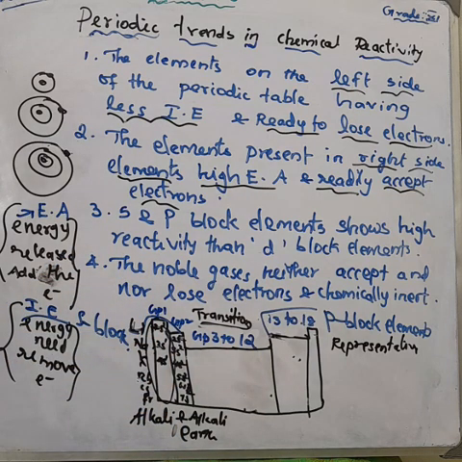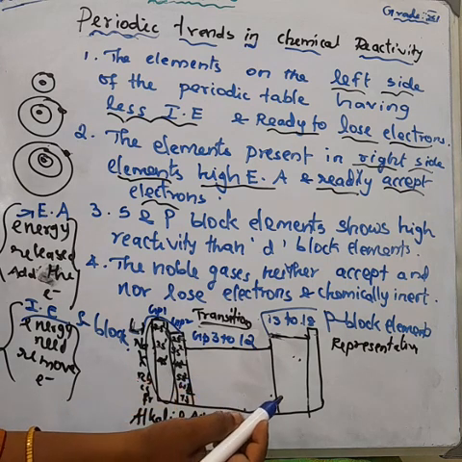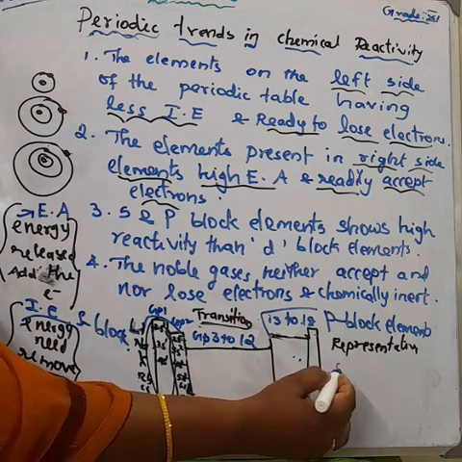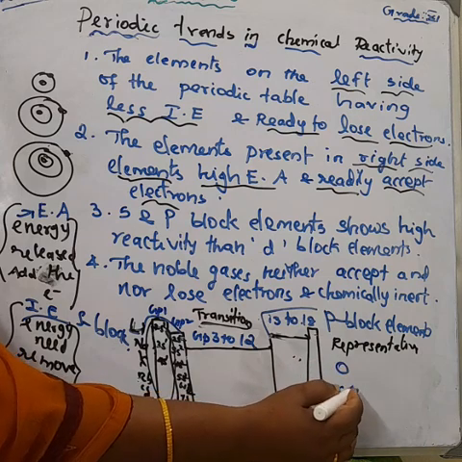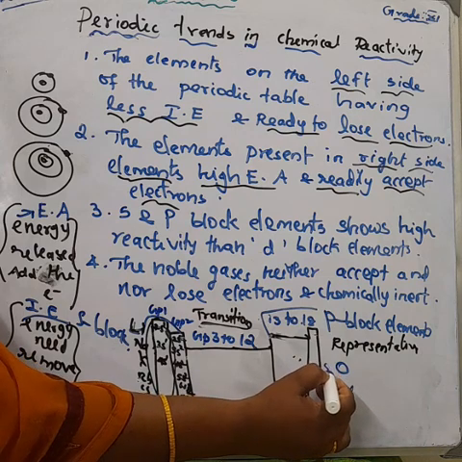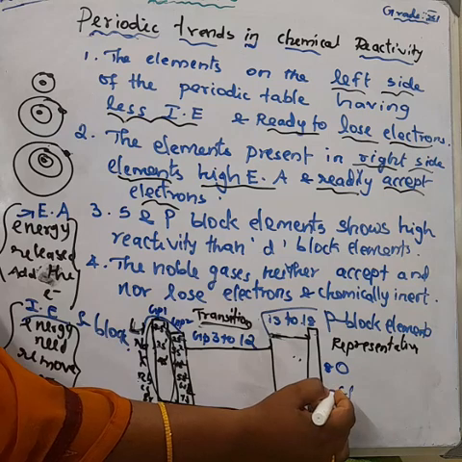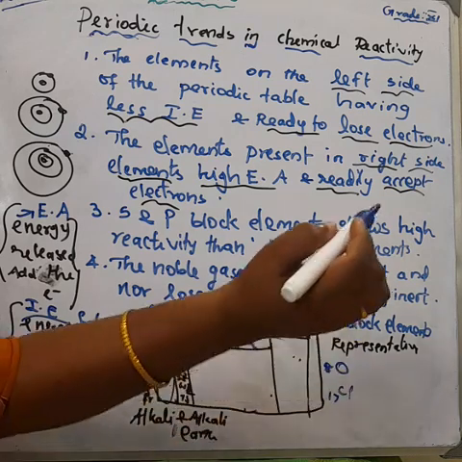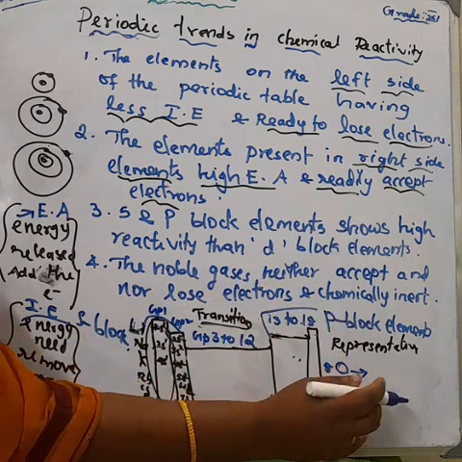Because they always attract the electrons. For example, I am taking oxygen and fluorine, the group 16 and group 17 elements. Group 16 elements are the oxygen family. Oxygen has atomic number 8 and electronic configuration 2,6.